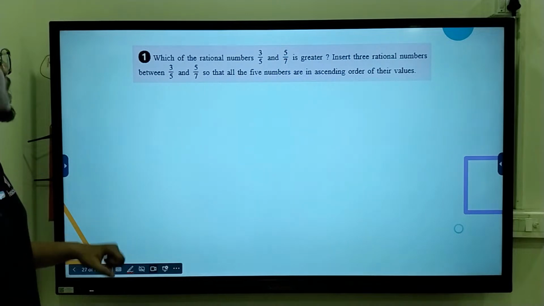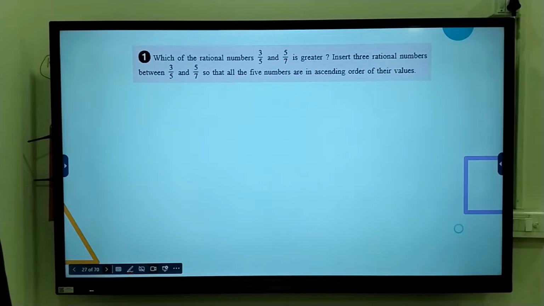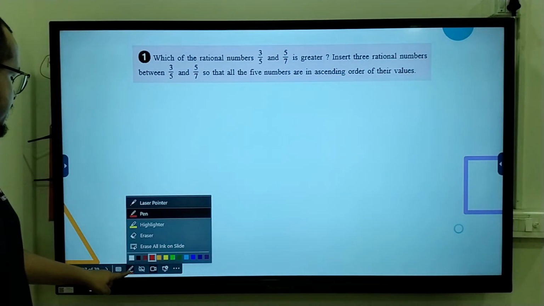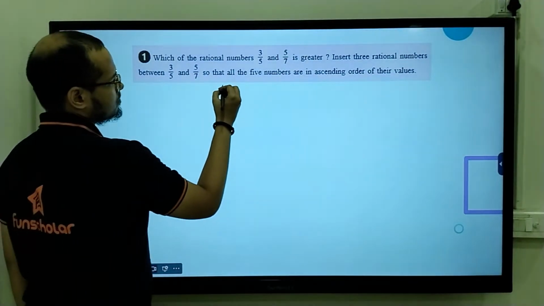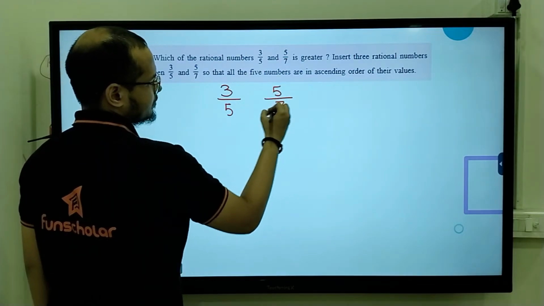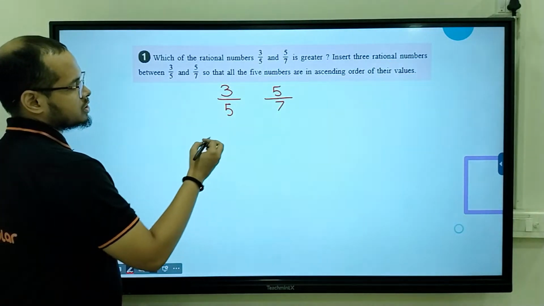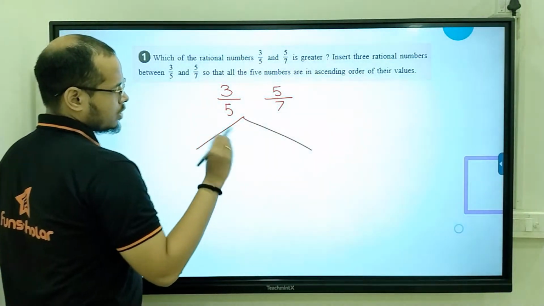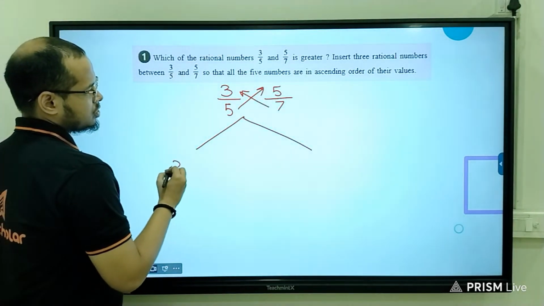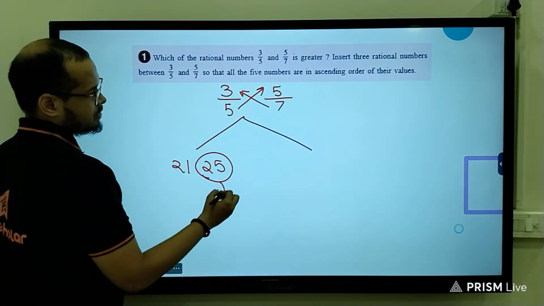Now, first sum. Which of the rational numbers 3 by 5 and 5 by 7 is greater? And insert 3 rational numbers between 3 by 5 and 5 by 7. Okay, let's solve this. We have two numbers, 3 by 5 and 5 by 7. Firstly, we have to understand which is greater. There are two steps of finding this out. One is multiplying crisscross. 21 and 25. So 25 is greater. So what was 25?